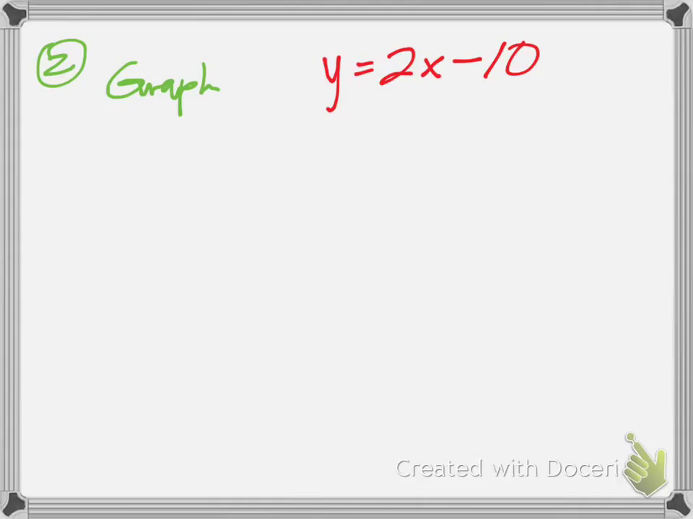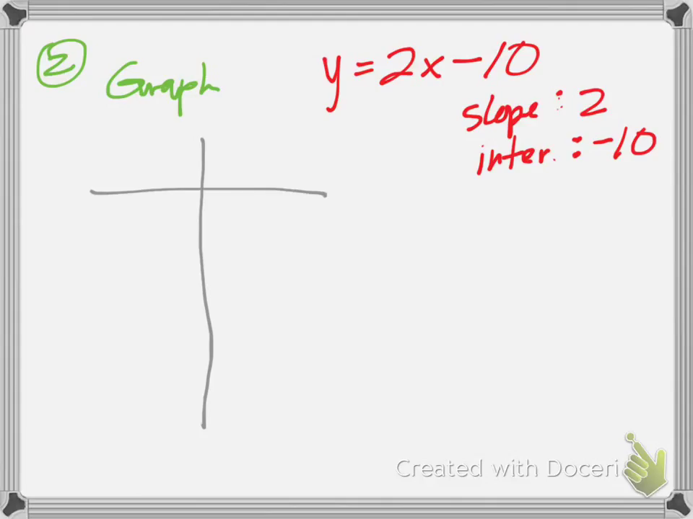Remember from the last video, the slope of this line then is 2. The intercept is negative 10. Let's put our x's on here. We're going to go down to negative 10. One of the advantages to drawing your own axes instead of being given graph paper is that you can make it go down as far as you need it to for your graph.